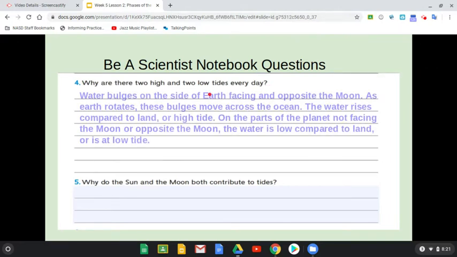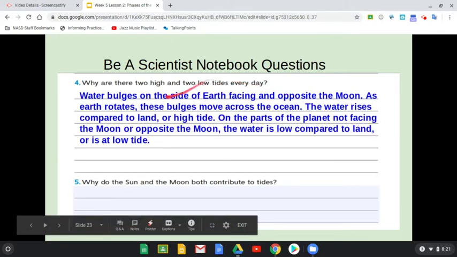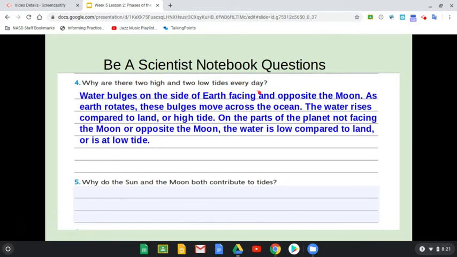Okay, if you were able to conclude that the water bulges on the side of Earth facing and opposite the moon are the reason for the high and low tides. As Earth rotates, these bulges move across the ocean. The water rises compared to land, which is the high tide. And then on the parts of the planet not facing the moon or opposite the moon, the water is low compared to land, or low tide. So if you were able to write down any of those key ideas, you are correct.